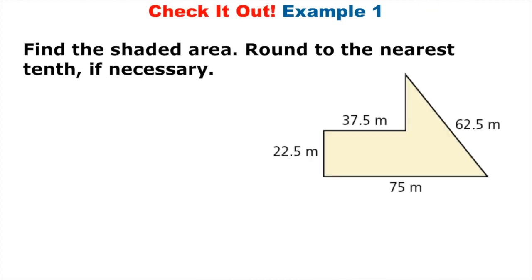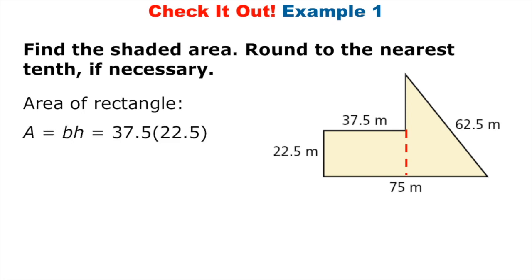Here's another example. Try this one on your own. Pause the video and work it out. When you're ready, push play. I noticed that this shape can be separated into a rectangle and a triangle. To find the area of a rectangle, we want to use base times height. The base of the rectangle is 37.5 and the height of the rectangle is 22.5. Multiplying those two numbers together, you get 843.75 meters squared.